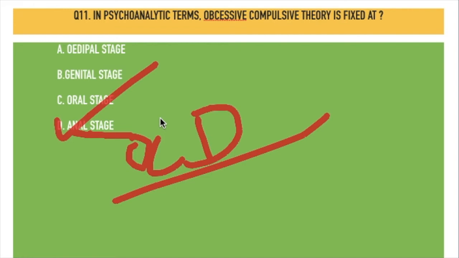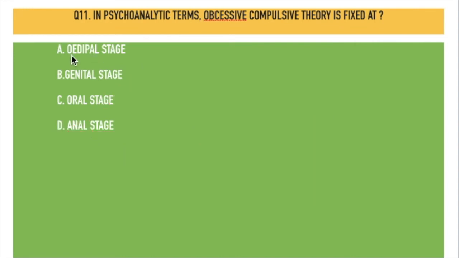OCD, hysteria, perfectionism, messiness, these all are developed in anal stage. And let's check another stages. There is nothing like Oedipal stage. Oedipal complex is there. This is not a stage of development. Oedipal complex is a feeling of poise towards his mother. That is Oedipal complex.